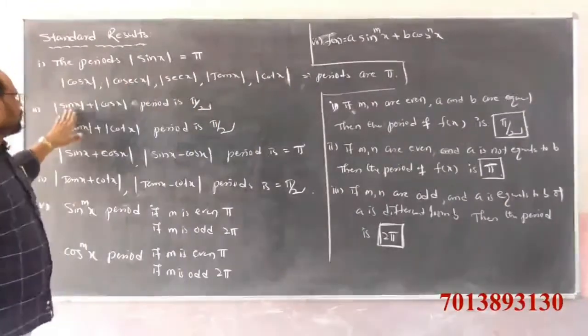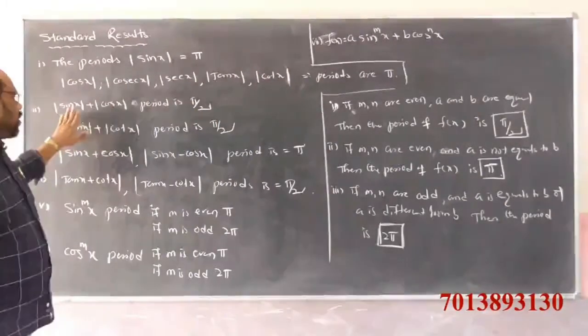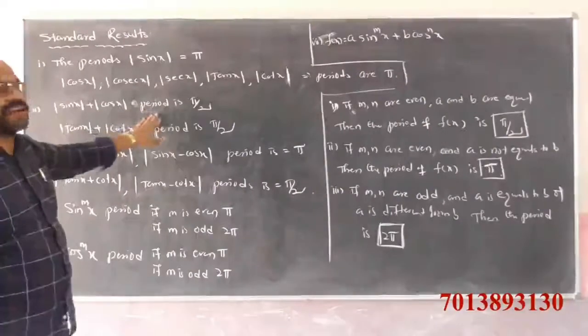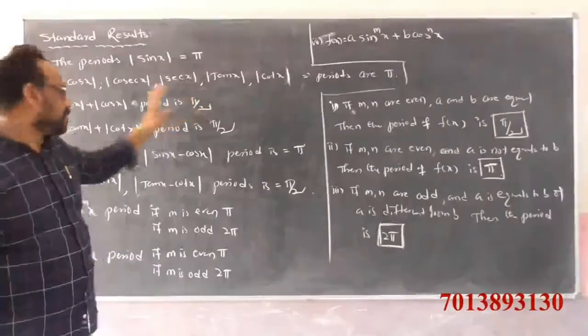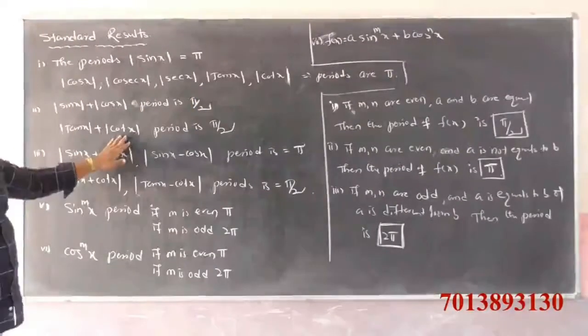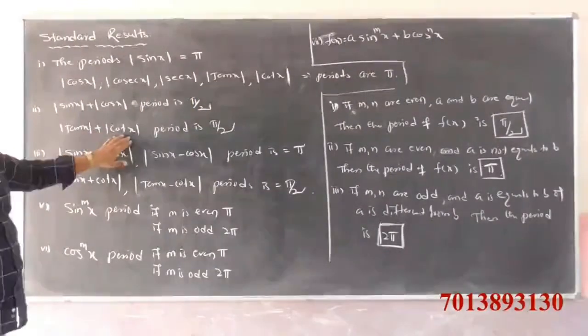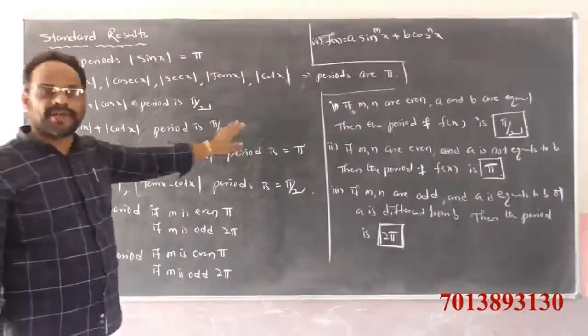So the period of modulus of sin x plus modulus of cos x is clearly pi by 2. How much? Pi by 2. So modulus of tan x plus modulus of cot x, the period is how much? Pi by 2.